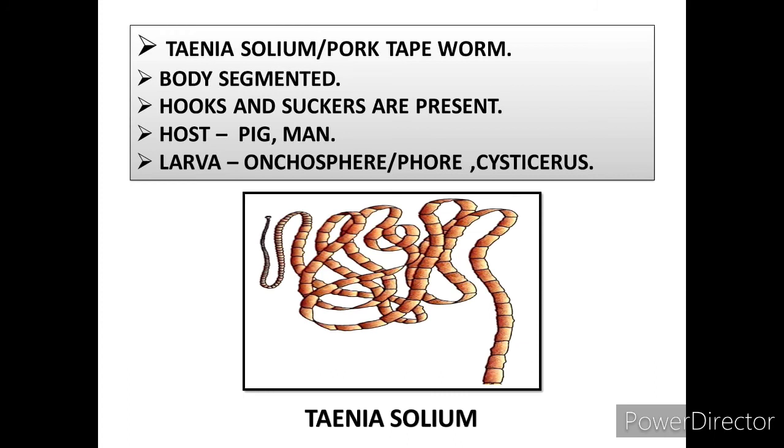I'm repeating it once again. The first one is oncosphere larva which is the infective phase of pig and the second one is cysticercus larva which is the infective stage for man. And infective stage means if a man eats it in oncosphere stage then nothing is going to happen, but if it is eaten in cysticercus stage it will infect the person.